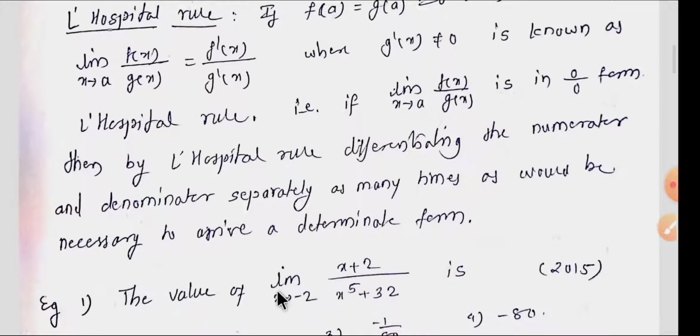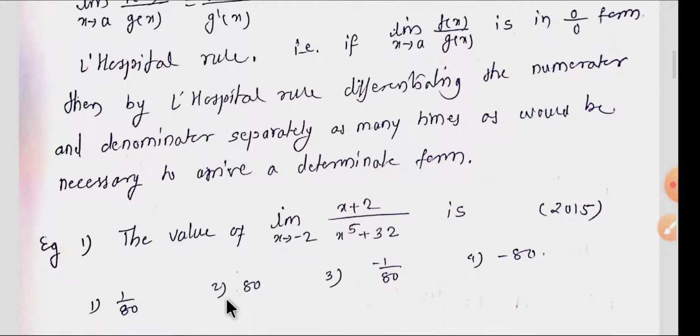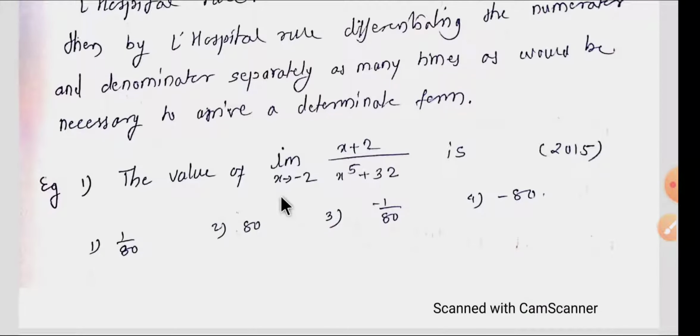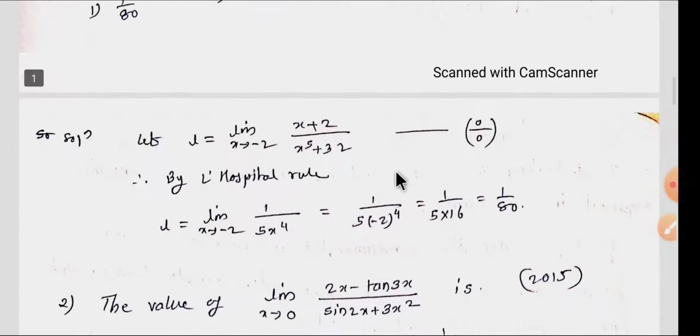So let us solve one example. The value of limit of x tends to minus 2 of (x plus 2) by (x raised to 5 plus 32) is given. Here the options are: first 1 by 80, second 80, third minus 1 by 80, and fourth minus 80. Now whenever we put x equal to minus 2, if we substitute here, minus 2 plus 2 is 0 and minus 2 raised to 5 is minus 32 plus 32 is 0, which is of the form 0 by 0. So here we apply L'Hospital rule.